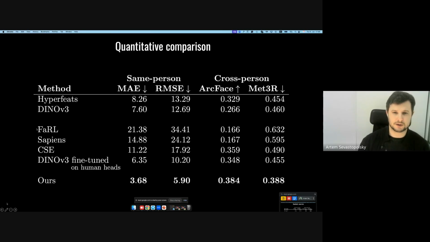So Farl is a segmentation network, and we use its features. Sapiens I already covered. It's a network trained on humans. Continuous Surface Embeddings, or CSE in short, is another method trained on humans, but a bit older than Sapiens. And we include an additional one, more like an ablation, but it worked pretty well, so we consider it a baseline. This is where we took DINOv3 and fine-tuned it on the same dataset as ours, which is a dataset of human heads. You can see it performs better than the original DINOv3, but still worse than our method. So there is still a quality gap by all the metrics, even with respect to the best baseline.